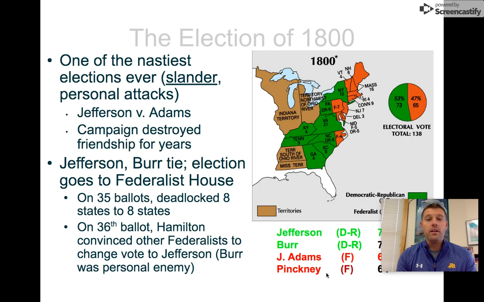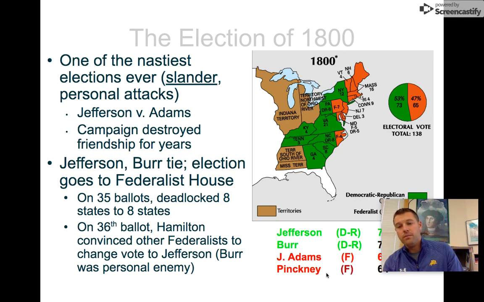Today we're going to talk about the election of 1800. The election of 1800, as the slide says, was one of the nastiest elections ever. It pitted the incumbent president, John Adams, who was a Federalist, against Thomas Jefferson, a Democratic Republican. As you might note, there were political parties.